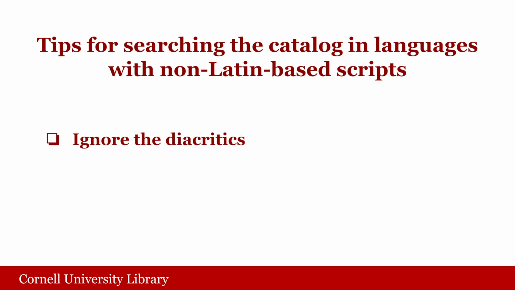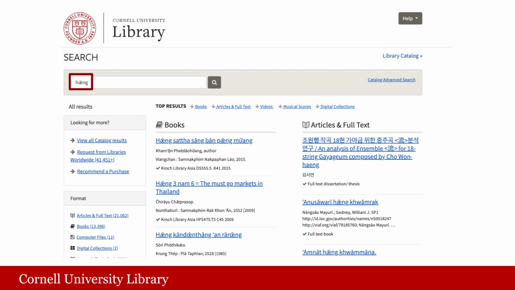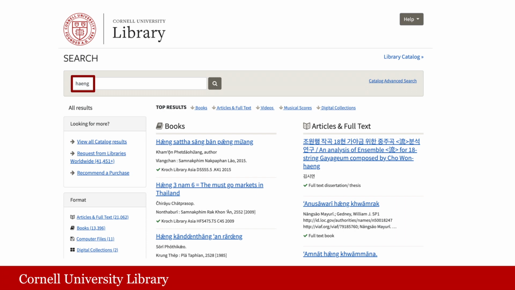Ignore the diacritics. Diacritics are important to the systems in theory, but they are ignored in library catalog searches. The lack of diacritics may make it difficult to read the transliteration in your search terms, but you can and should ignore them when searching for terms in the catalog. For example, searching for this word brings up the same results as this word.